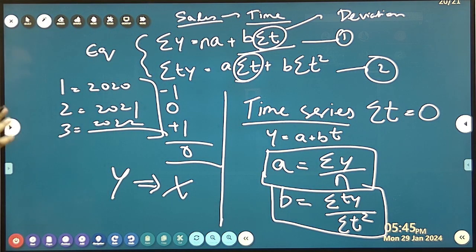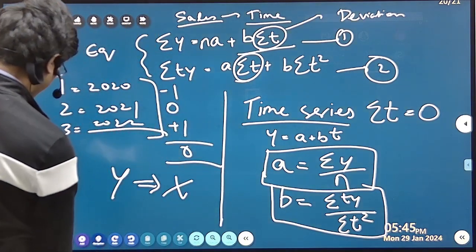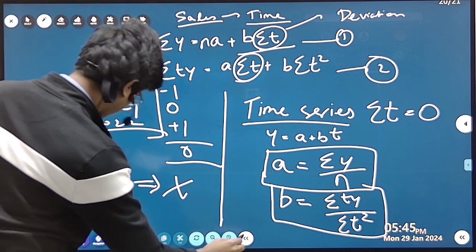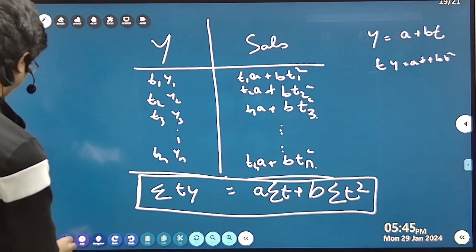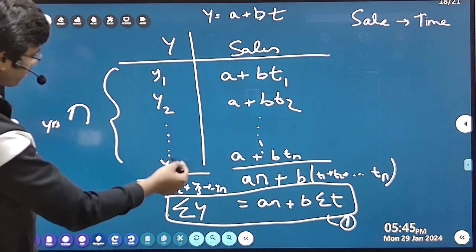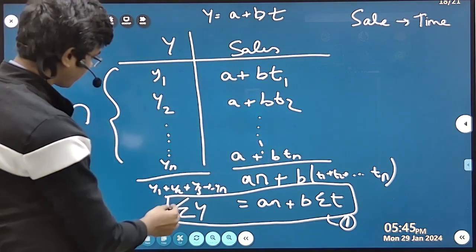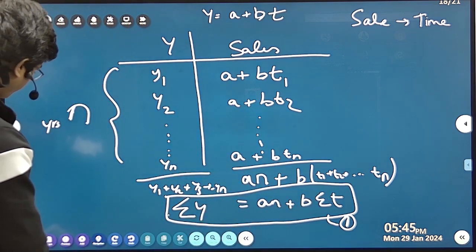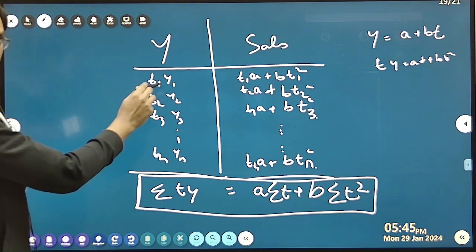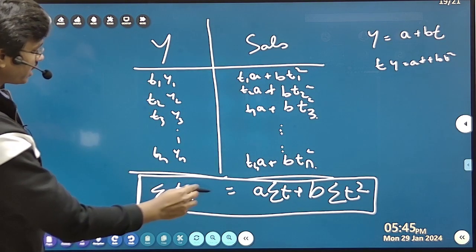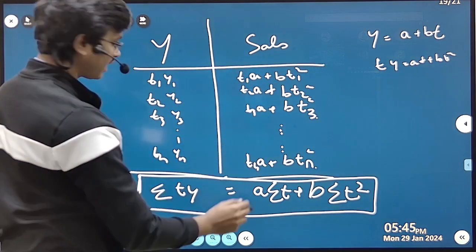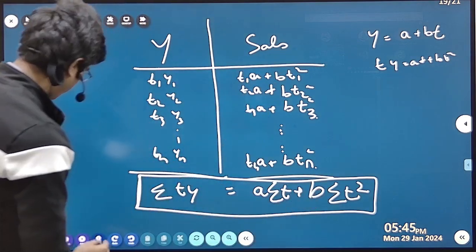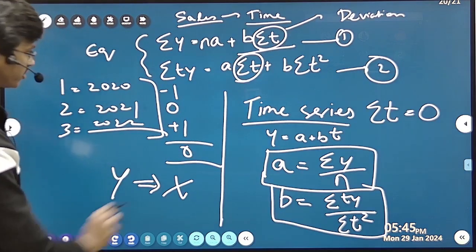This might be a little confusing. In the first equation, I have just summed y and got sigma y equal to a into n, number of items, plus b into sigma t. In the second equation, I have multiplied this by the time range on both sides, so I got sigma t y equal to a sigma t plus b sigma t square. These are my two equations.